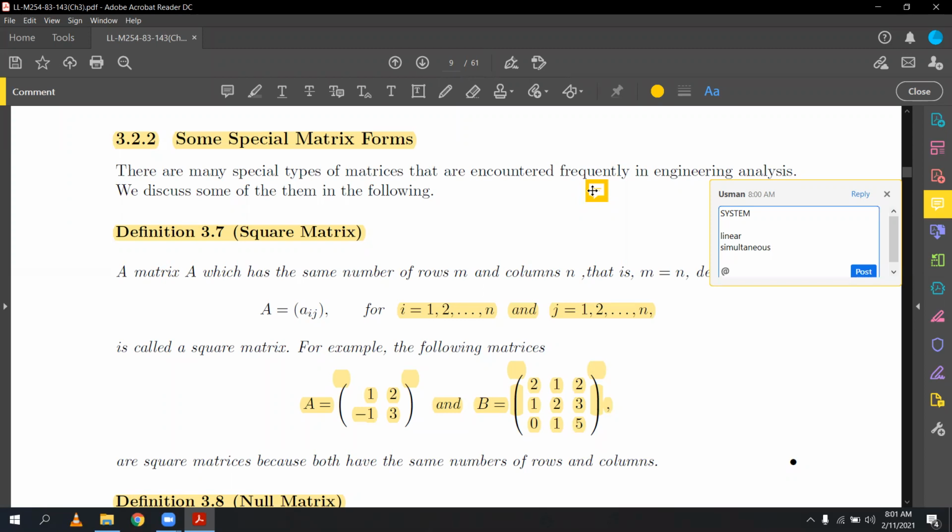And the third thing is non-homogeneous. Non-homogeneous means the right hand side of the system, the B, should not be equal to 0.